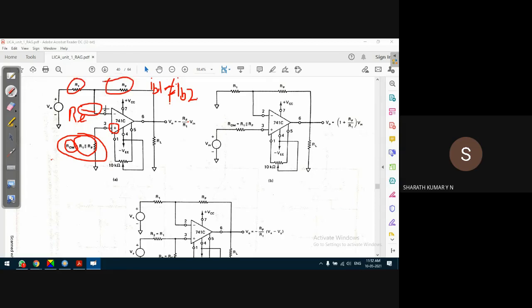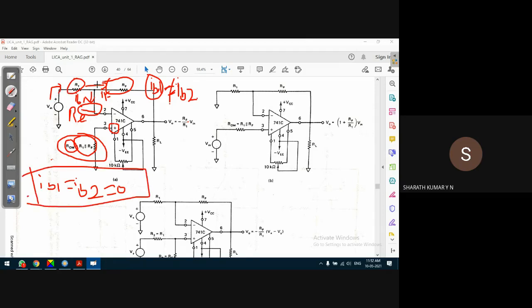Why is it a parallel combination? Why not a series combination? That we just discussed, because the current from the source will split into two currents: one is IF, the feedback current, and the other is IB1. But ideally, IB1 and IB2 are equal to 0 because of the virtual ground condition. So the maximum input current flows to the feedback network, and because of the current polarity, this point is at ground.